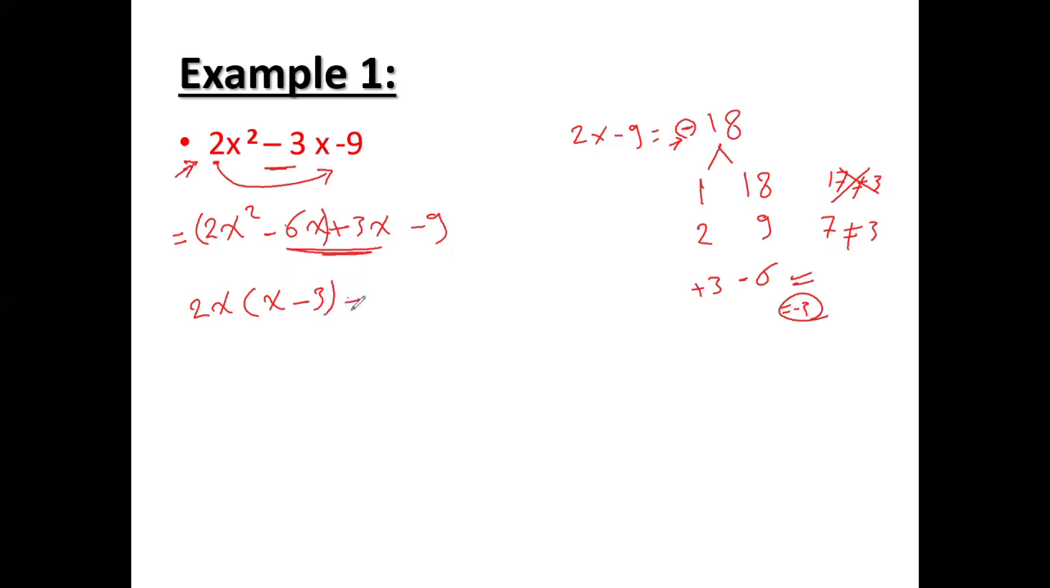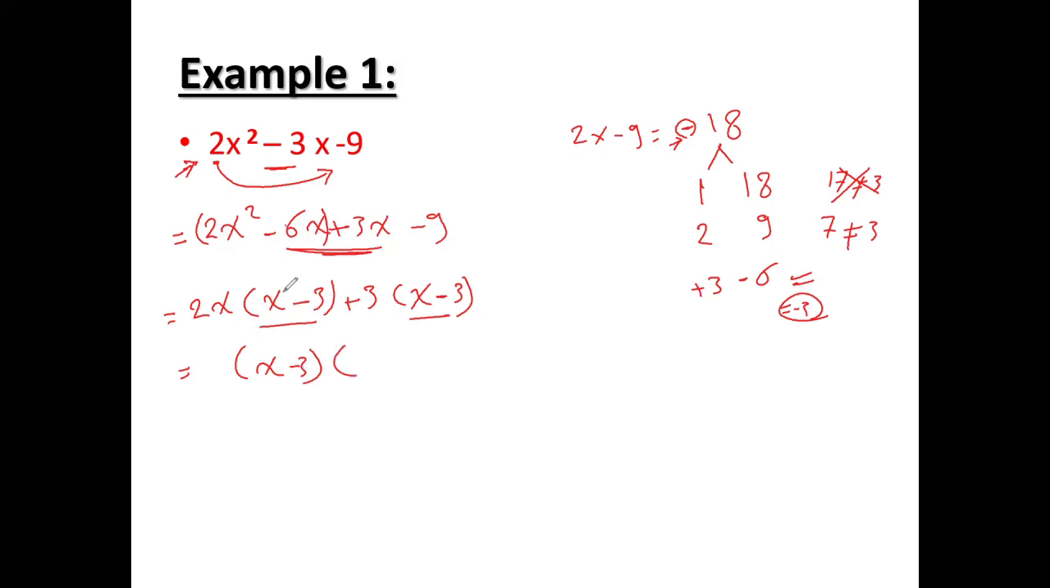Let's continue. We have 3x minus 9, and the GCF will be 3. So 3x divided by 3 will give us x. Negative over positive is negative, and 9 over 3 is equal to 3. Now we have the same bracket. We can take it out as a GCF, greatest common factor.